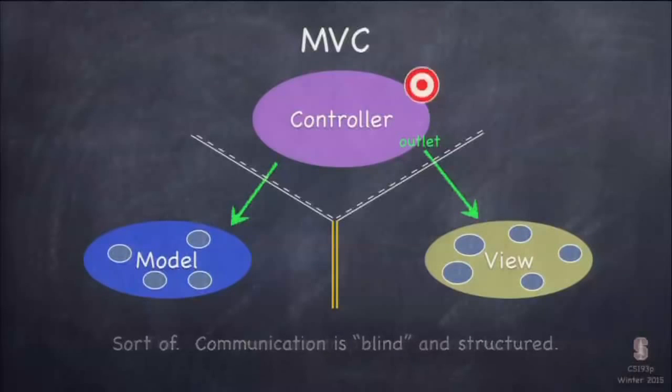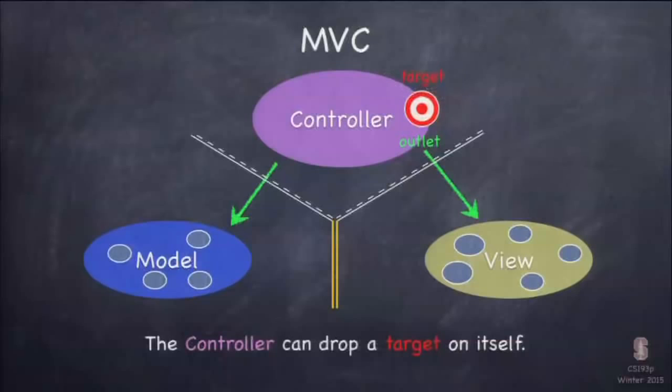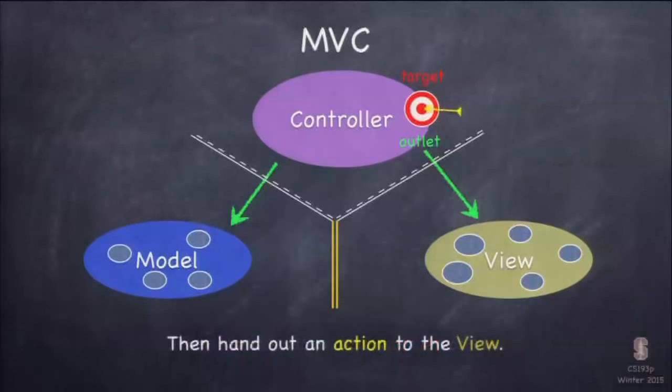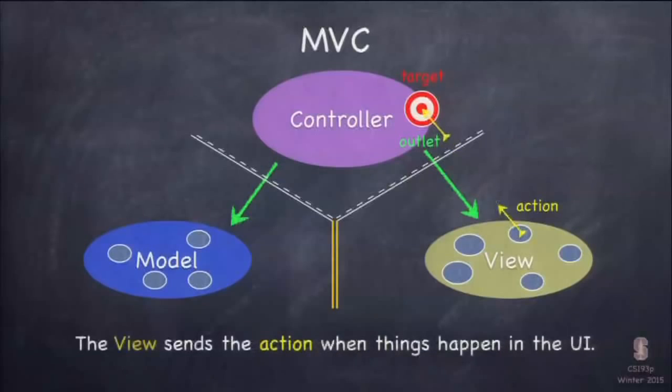Well, one is called target action. So the controller basically drops a target on itself, and then it hands out an action, which is like an arrow, to the view, and says to the view, okay, when you do what you do, like you're a button and someone touches you, or you're a slider and someone moves you, send me that action. Okay? So in this way, the generic button or slider is communicating back to the controller.